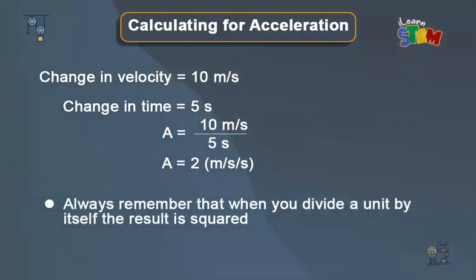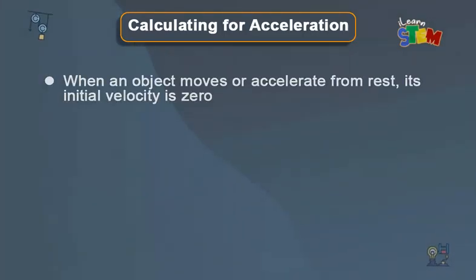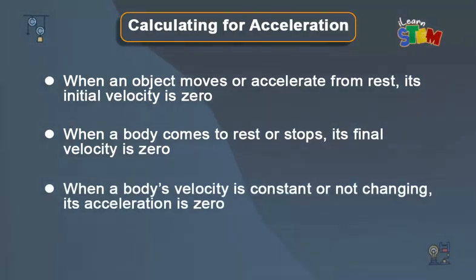Always remember that when you divide a unit by itself, the result is squared, so our answer is 2 meters per second square. Note: there are 3 things to remember when calculating for acceleration, which are: when an object moves or accelerates from rest, its initial velocity is 0. When a body comes to rest or stops, its final velocity is 0. When a body's velocity is constant or not changing, its acceleration is 0.